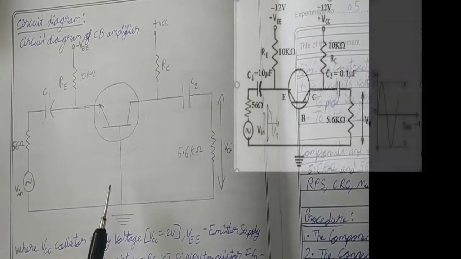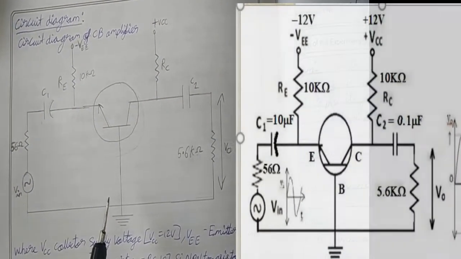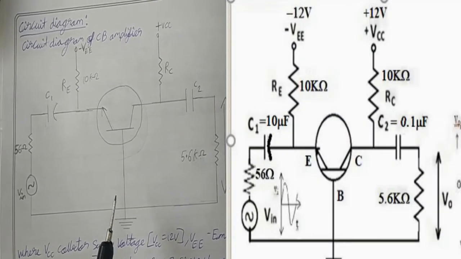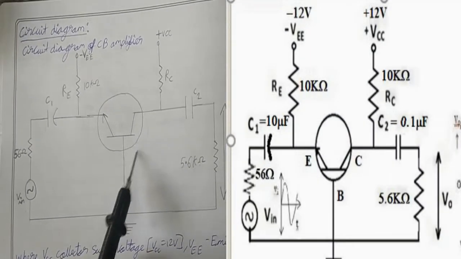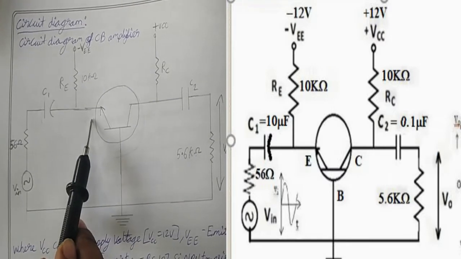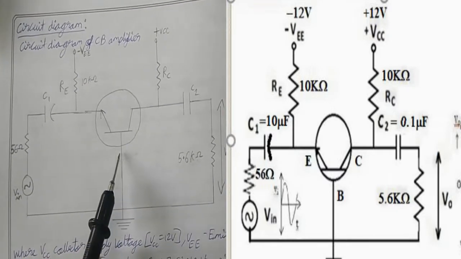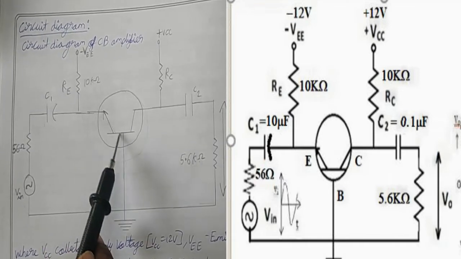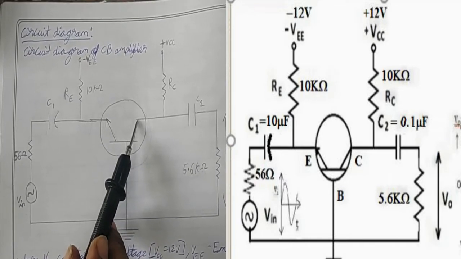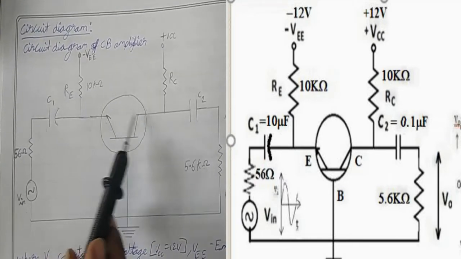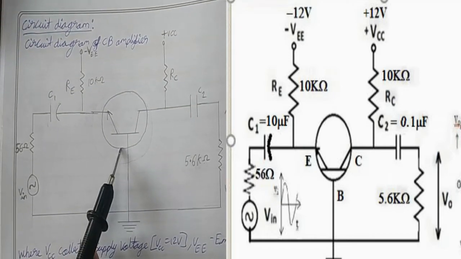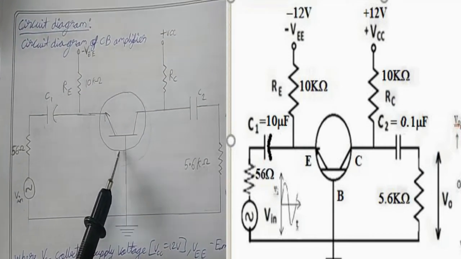Hello students, today I am going to explain the CB amplifier experiment. This is the transistor, this is emitter, the arrow mark is there, emitter, collector, base. First we should connect this transistor in V shape, then terminal by terminal we are connecting the components.